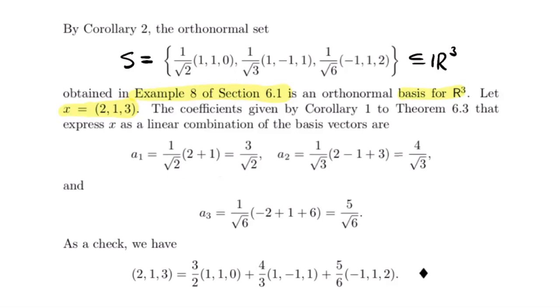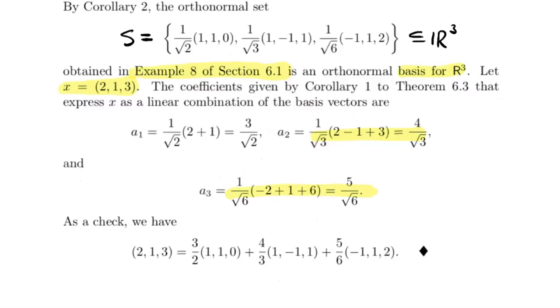Likewise, the inner product of (2, 1, 3) with the second basis vector is going to be 4 over root 3. And with the third basis vector, it's going to be 5 over root 6. So the theorem is saying that those are the coefficients. You can stop the video and check it out. If you take 3 over root 2 of that first basis vector, 4 over root 3 of the second basis vector, and 5 over root 6 of the third basis vector, and add them all up, you get the vector (2, 1, 3).